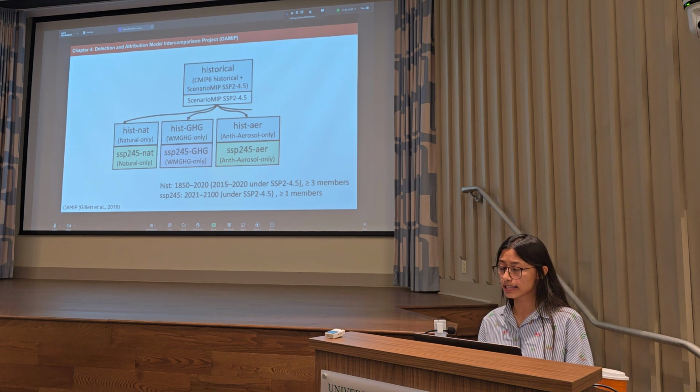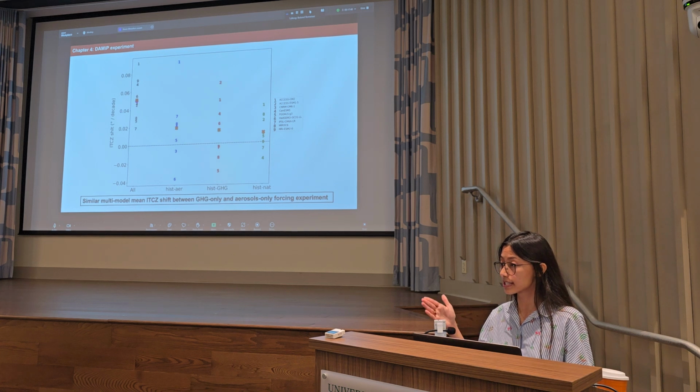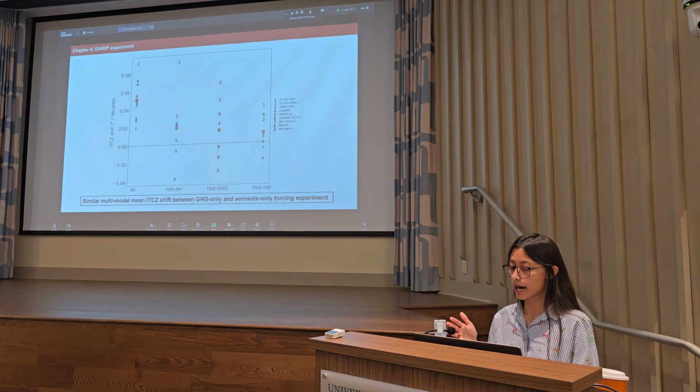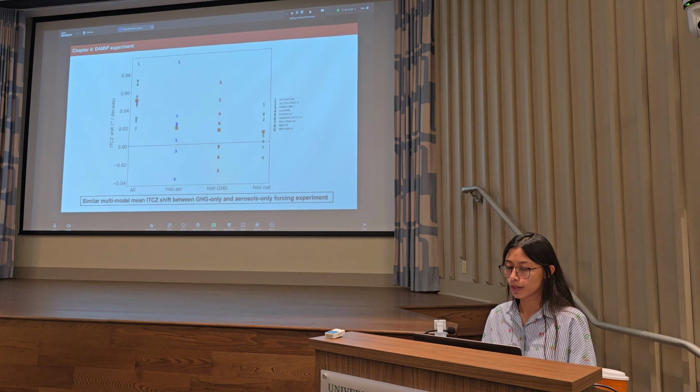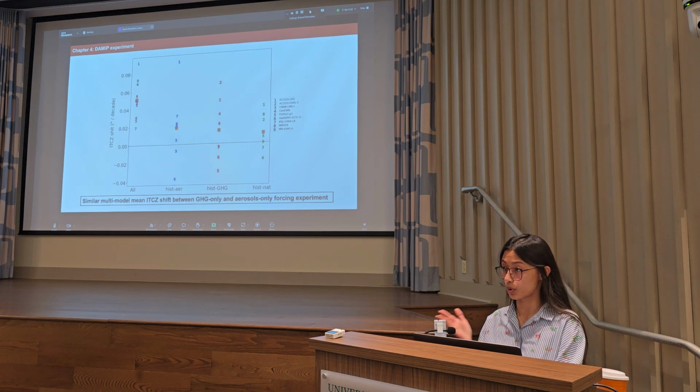So utilizing these single forcing experiments, we calculate, again using the precipitation centroid, the ITCZ migration for these three different single forcing experiments and compare it with the all forcing scenario. Represented in this plot for the individual models numbered, the black numbers represent the all forcing scenario, the historical forcing.